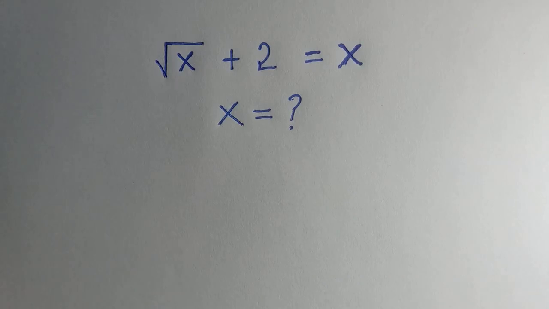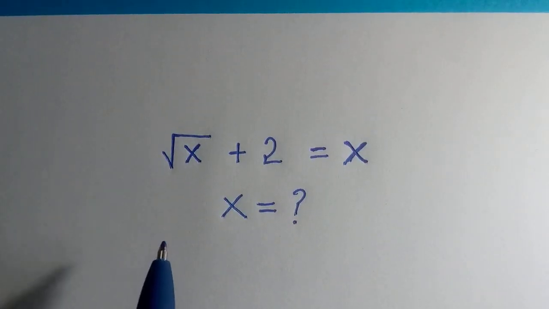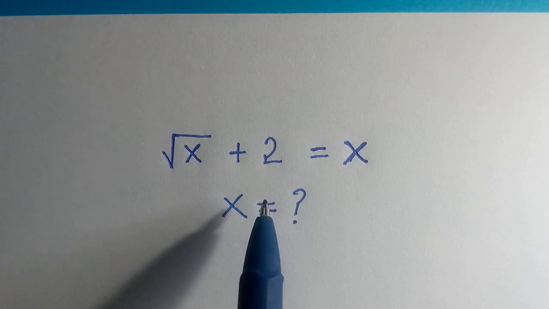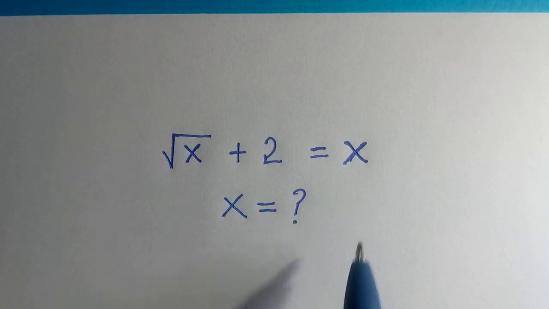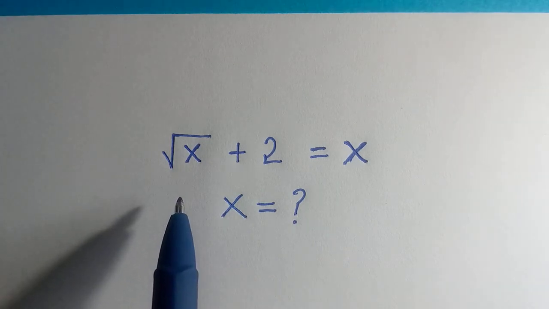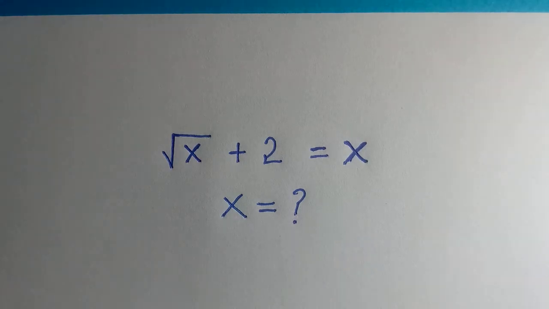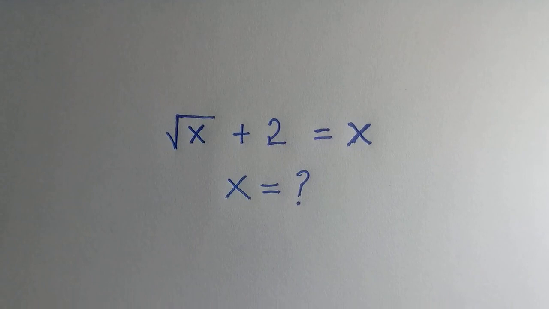Welcome to another video. Here we want to find the value of x, where we have root x plus 2 equals x. But on these two sides, the left hand side is of radical form and the right is a linear form. Now we want to know the satisfied value of x. Now let's see how we can do this. We have various methods of solving this, but let's see the first one.